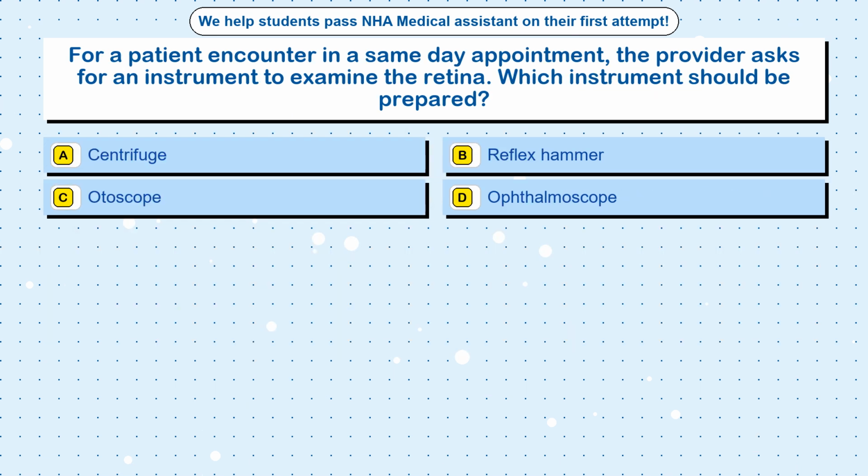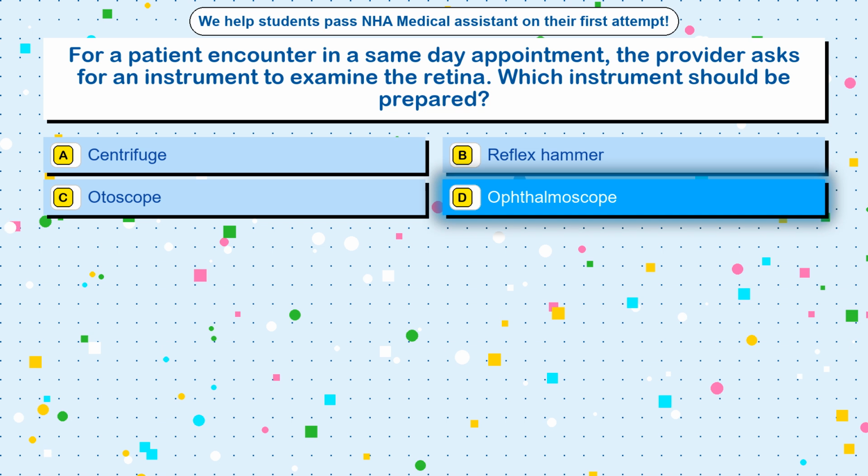Question 49. For a patient encounter in a same-day appointment, the provider asks for an instrument to examine the retina. Which instrument should be prepared? Option A, centrifuge. Option B, reflex hammer. Option C, otoscope. Option D, ophthalmoscope. The correct answer is option D, ophthalmoscope.